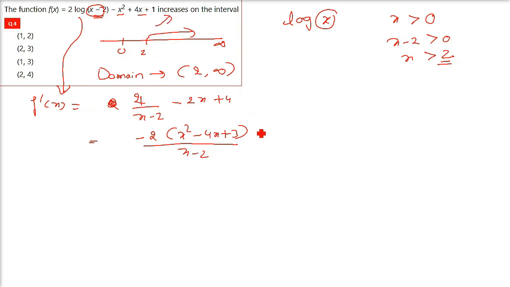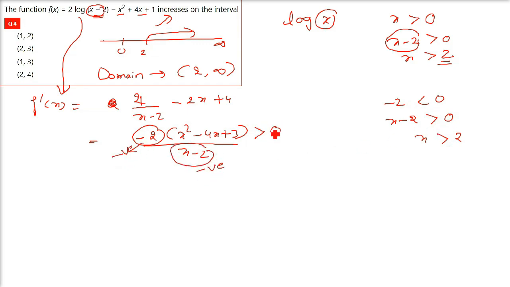Okay, it is increasing, so it has to be greater than 0. F dash x, the differentiation, should be greater than 0. Now tell me, minus 2 is less than 0, no problem at all. x minus 2, I already told you, has to be greater than 0, so x minus 2 is positive. Minus 2 is negative. So what should the sign of x square minus 4x plus 3 be?